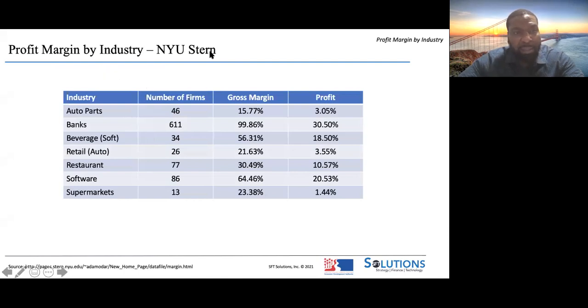So here's a study that's put together every year by NYU, and this shows you the average profit in various industries, right? So you can see banks, for every $100 that banks pull in, they're able to put about 31 bucks in the bank after they paid their bills. That's not the same for an auto parts store. Auto parts stores, for every $100 they bring in, they only get to put $3 away as profit. Supermarket, same thing, right? So roughly $1.50 for every $100 in sales that a supermarket makes. It varies widely by industry.